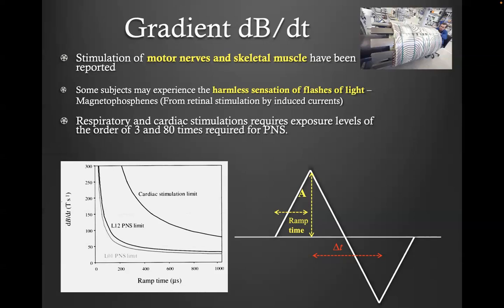And some subjects may experience a harmless sensation of flashes of light, and that's from retinal stimulation by induced current, and that's also harmless. This shows an example of dB/dt and how fast it switches versus the ramp time. And then you can see that the cardiac stimulation level is way, way above here. The scanner typically limits the switching of the gradient to within first level or second level peripheral nerve stimulation. So your subject may feel nerve stimulation, that's common, but routine clinical scanners should not create any harmful sensations.